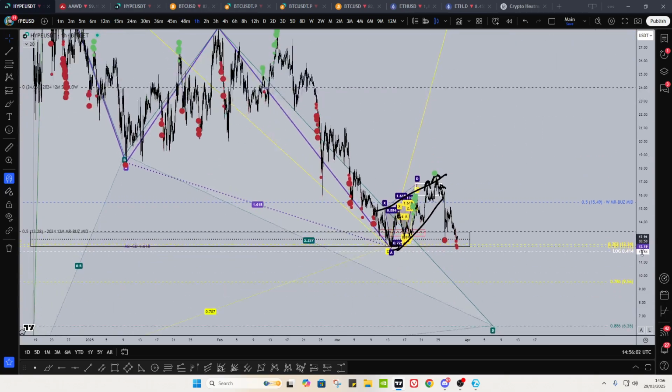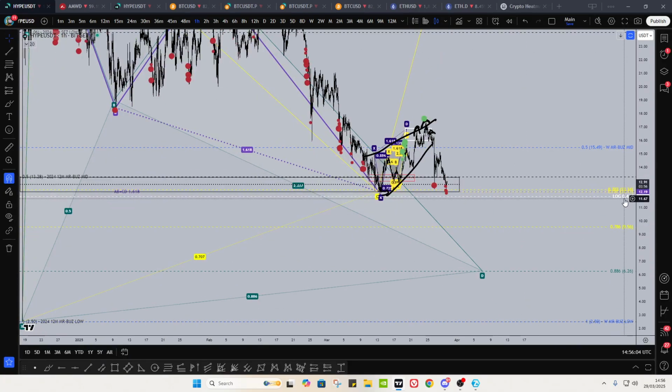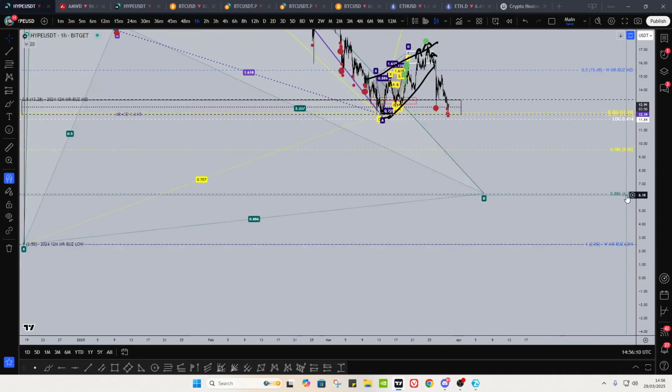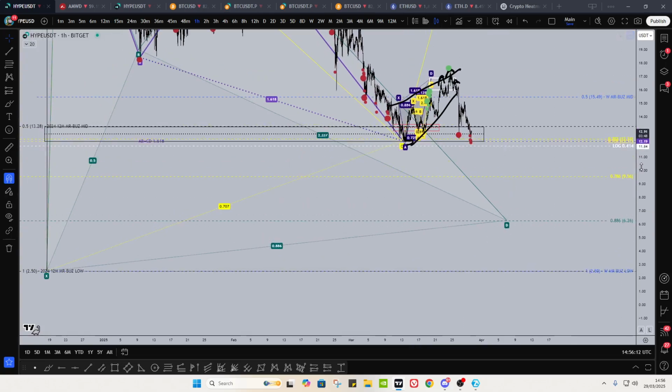If 1184 is ever lost, because that's the log shallow golden pocket liquidity rate, right? That's the 4-on-4. Then you're looking at 956 at the 786, and if that's ever lost, you're looking at $6.26 at the 886 for hype.